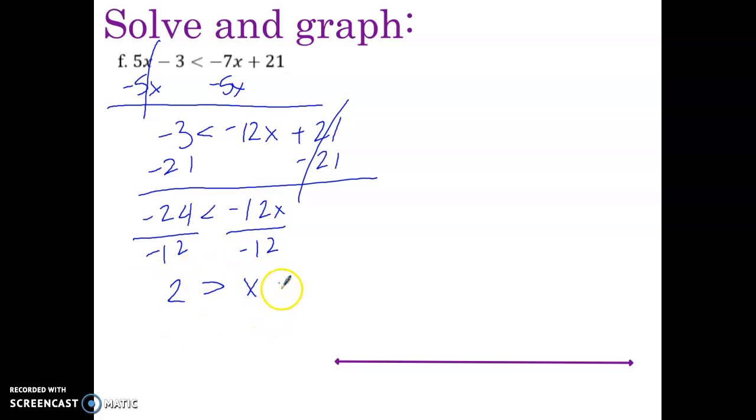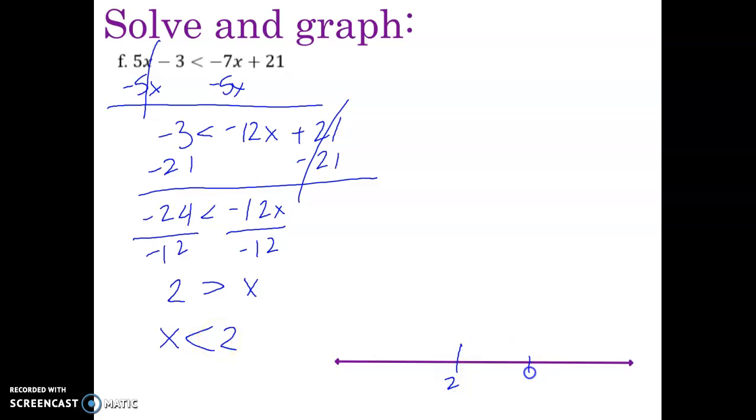All right, and then remember, we don't like to leave it this way. We don't like the variable to be on the right. We want to flip the variable around to be on the left. The open part is to the 2. The pointy part is to the x. So that has to stay true. Pointy part to the x, open part to the 2.